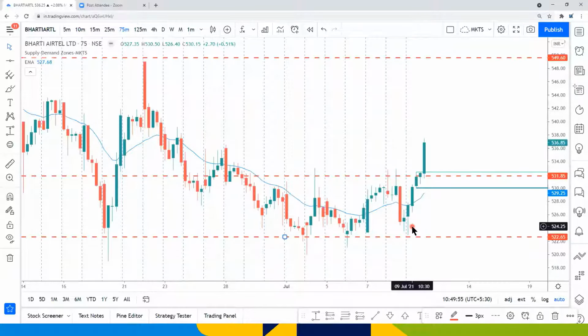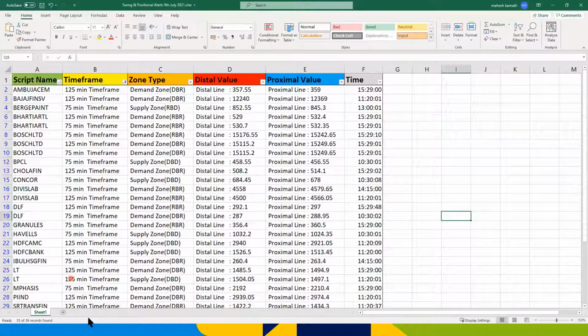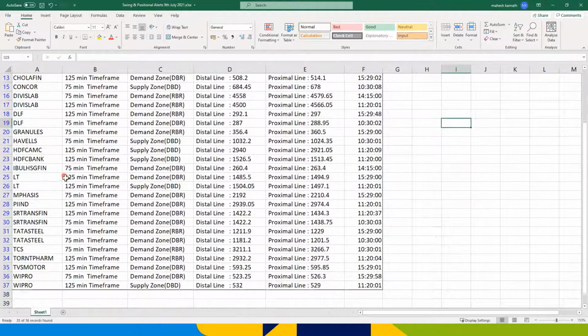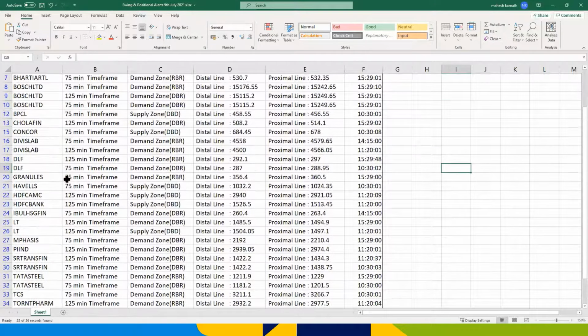So this is how you will use the alerts for looking for opportunities. I'm not going to go through the entire list. We went through the first 4 alerts. We found 2 trading opportunities. So you need to go through this, do your analysis.